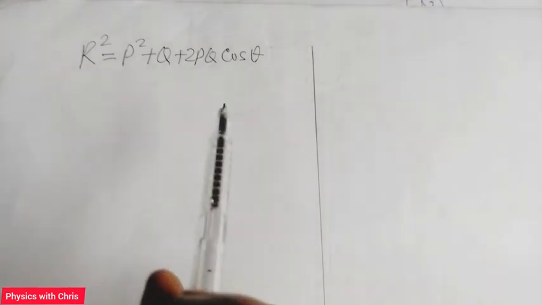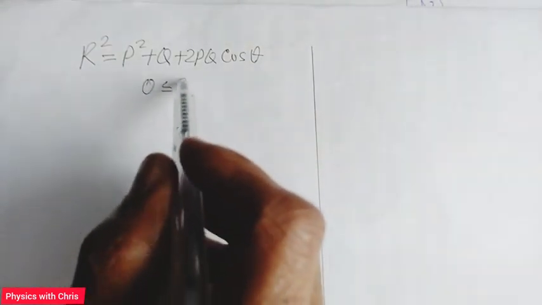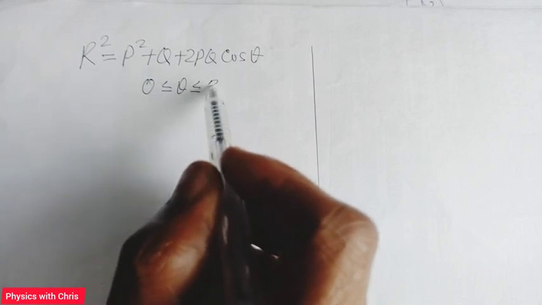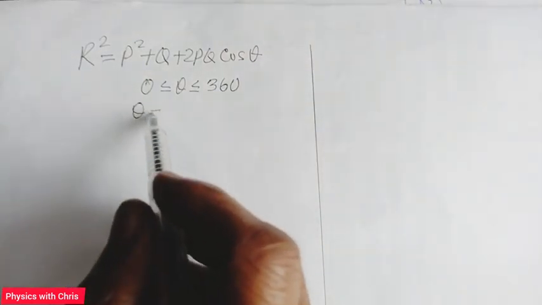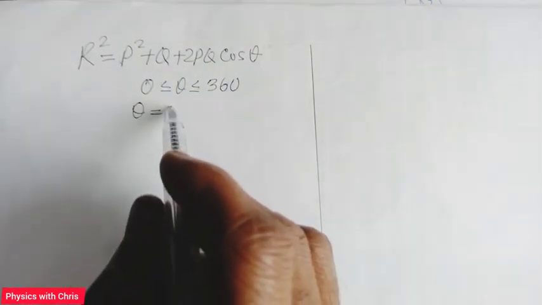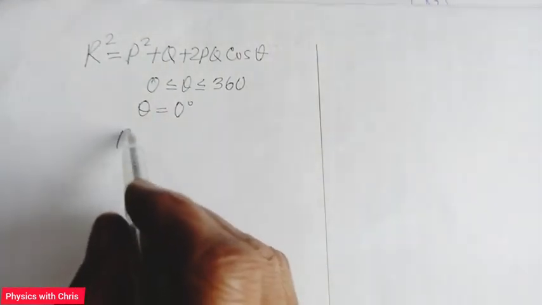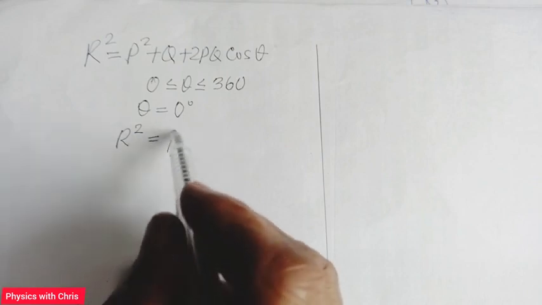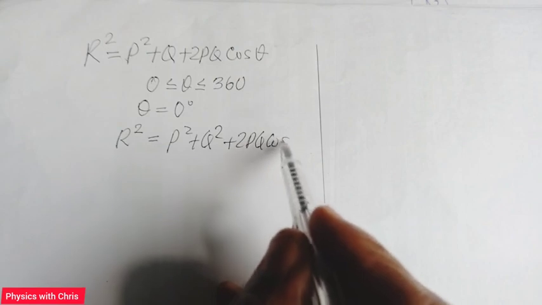Now, this equation can be used for all angles of theta between 0 and 360 degrees. Yes, this equation can be used when the angle of theta is between 0 and 360. Now, what happens? Number one, let's keep P and Q constant. Suppose our angle theta is 0 degrees. Okay, so what's the resultant vector? Let's rewrite it. R squared gives me P squared plus Q squared plus 2PQ cos 0.